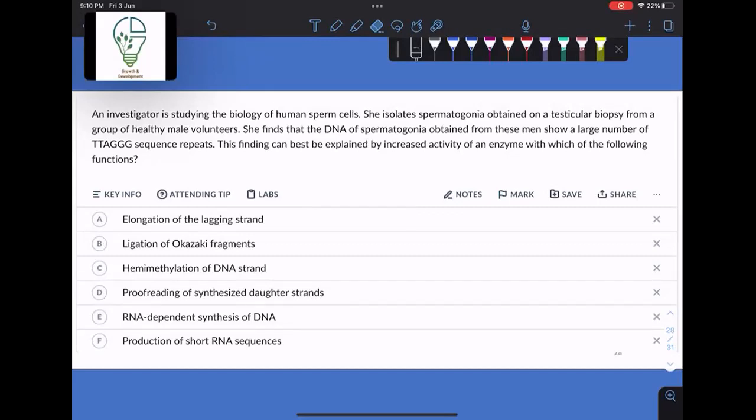So what is the function of this enzyme? That's what they're asking, that increased activity of this enzyme. What enzyme are they talking about? They're talking about the telomerase. And what's its function? It's to basically do the RNA-dependent synthesis of DNA.